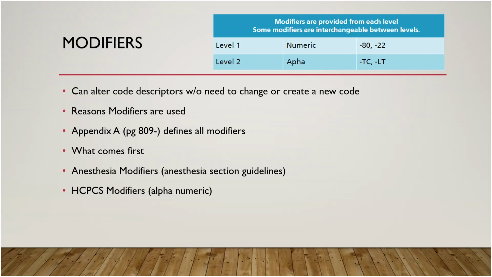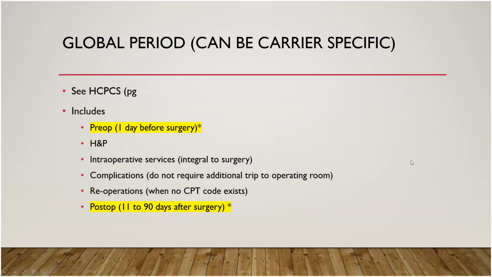Our HCPCS modifiers are alphanumeric. So like you have your TCs for your technical components, your left. You also have E1 for your eyelid. So those are different modifiers. Your global period, you have questions that have to do with global periods. You want to see your HCPCS in the back under the correct coding guidelines. You do have your global period listed, what's included. And you can make a note in your CPT if you want to, it includes your pre-op, the day before. A surgeon, if they're going to do a consult to make sure you need it, that's not included here.